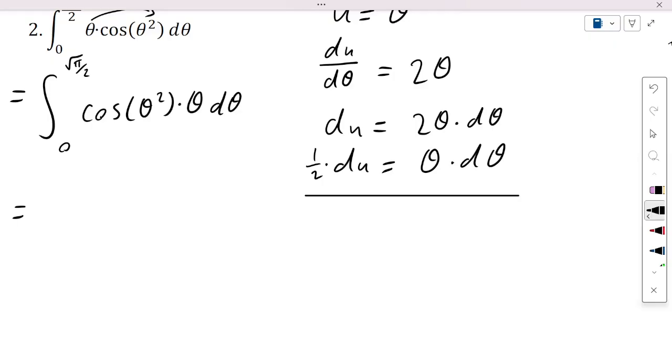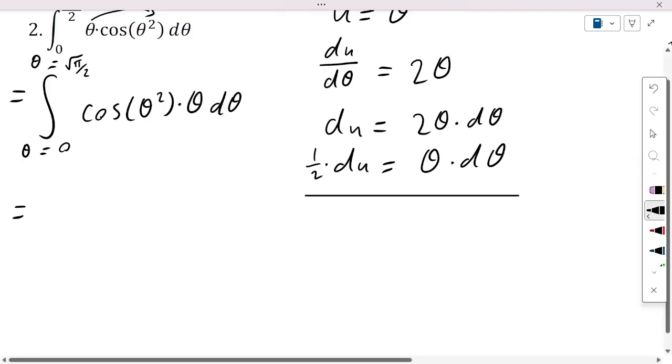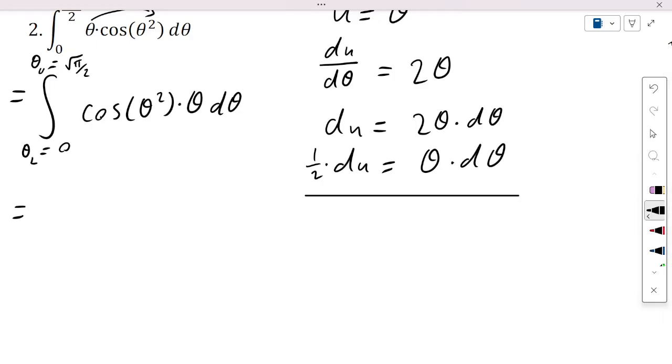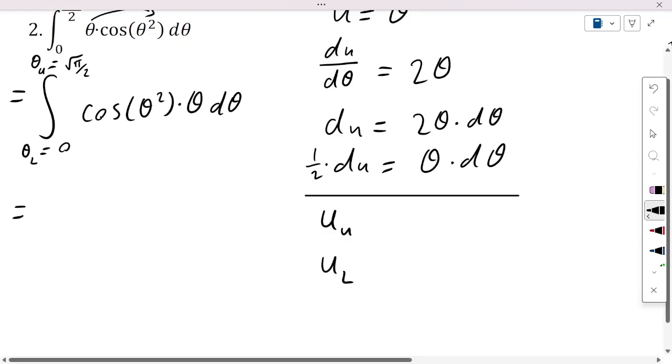So how we do this is the following. Remember that we had the upper limit and lower limit of theta, but now we have it in terms of u. So this theta is the theta lower limit, and this is the theta upper limit. Note my use of subscripts. Some lecturers also use 1 and 2, but I normally use the letters L and U so I can know it's the upper and lower limit. So now we're going to work with u upper limit and u lower limit instead of theta.